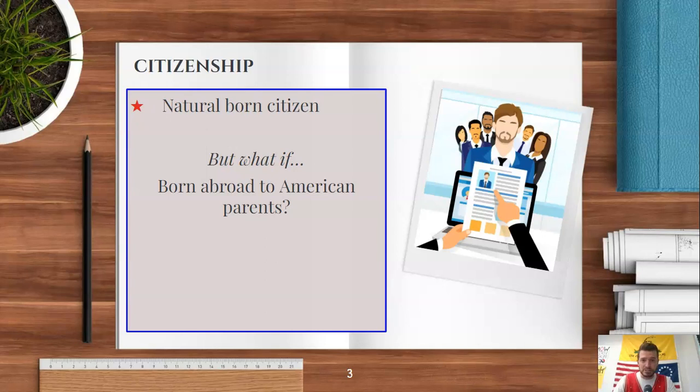For the House, you have to be a citizen for 7 years. In the Senate, you have to be a citizen for 9 years. But in order to become the president, you have to be a natural-born citizen. That also does include American parents. If you have American parents and you're born abroad, that also means you're a natural-born citizen of the United States. So, that's the first qualification.